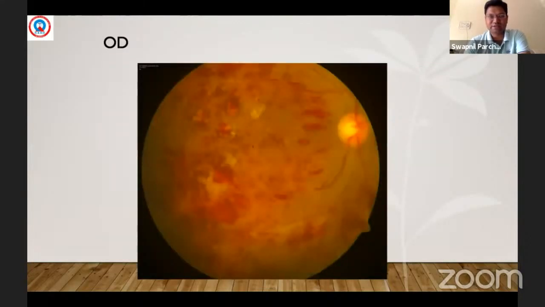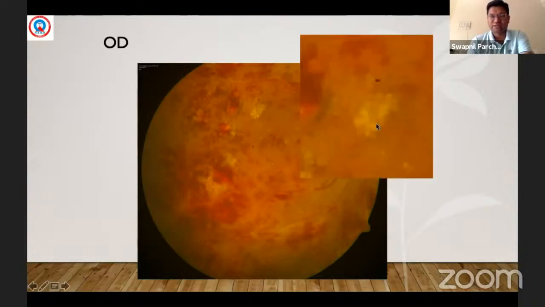On fundus examination, what we can see is there are multiple retinal hemorrhages. Few of them are white-centered hemorrhages all over the posterior pole. There is retinal vasculitis involving the larger vessels. And importantly, we can see a few yellowish white granular retinal infiltrates in the perifoveal area. Apart from that, there is macular edema. So we can see clearly these granular retinal infiltrates.